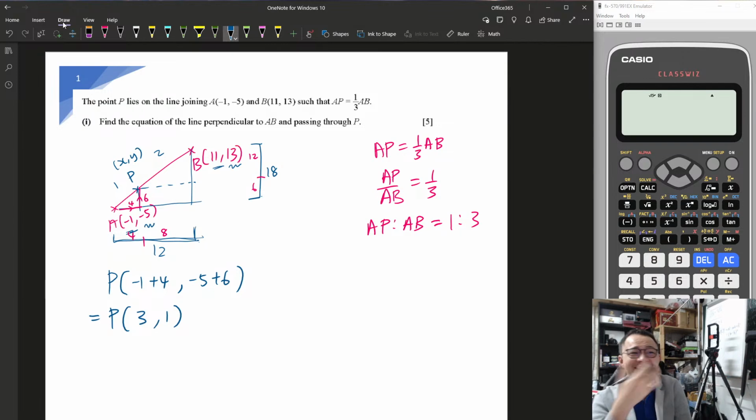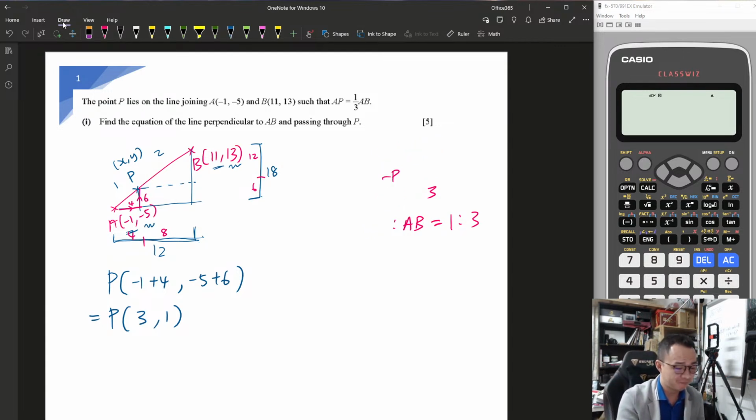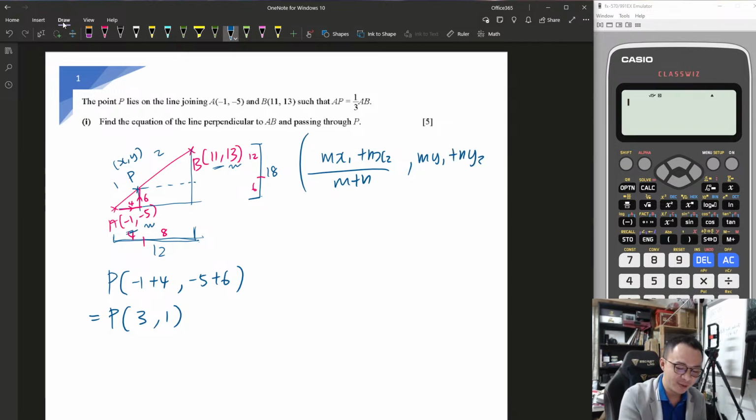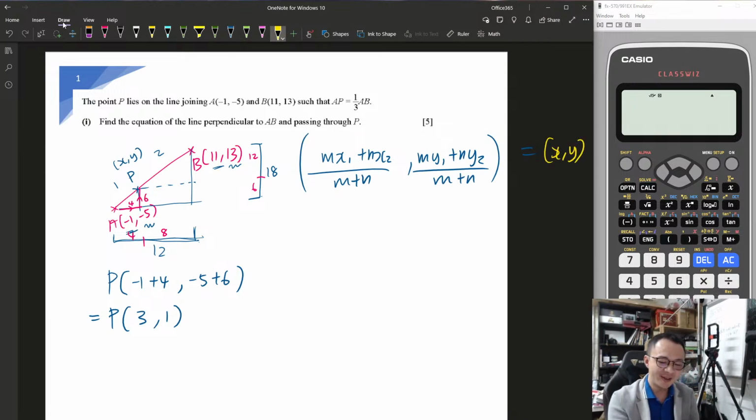Some students might not like this method because it sounds a bit not formal. If you don't like this method, you can also use the ratio formula, which is (mx1 + nx2)/(m + n), (my1 + ny2)/(m + n), equal to (x, y). This (x, y) will be my coordinate P. And my m and n are basically the two different ratios.